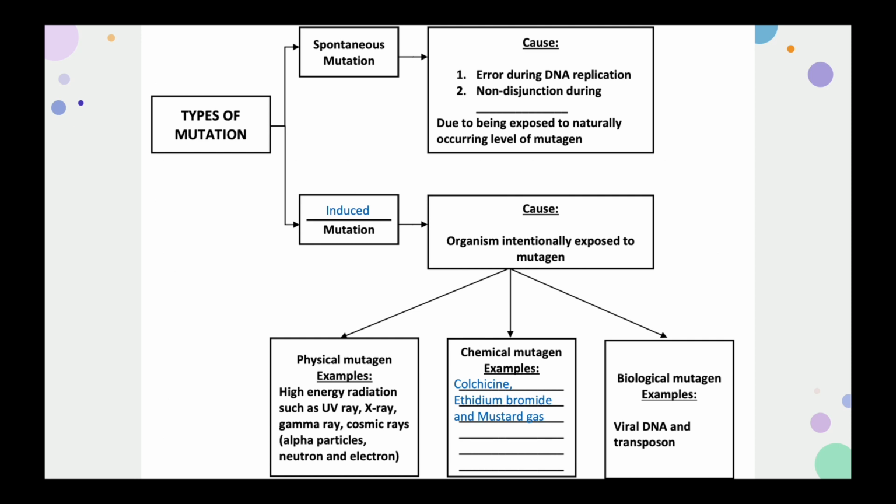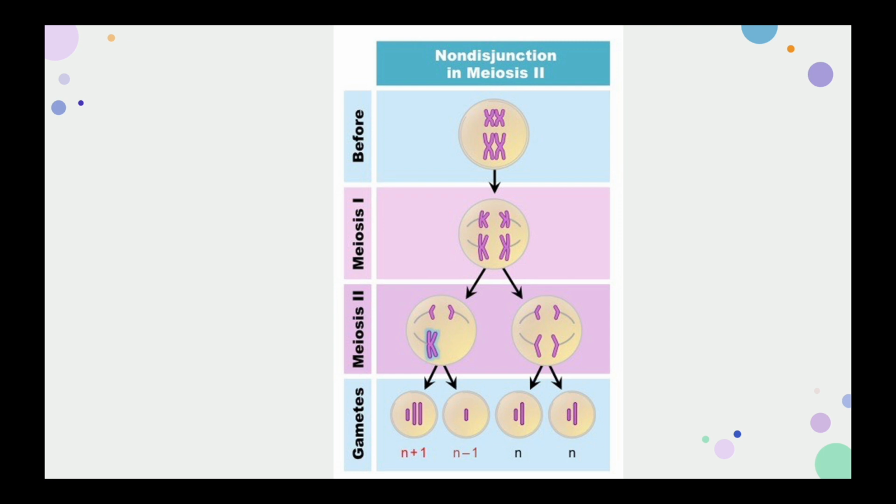Spontaneous mutation happens suddenly, for example, error during DNA replication or chromosomal non-disjunction during meiosis I or meiosis II. Chromosomal non-disjunction refers to the failure of chromosomes to separate during meiosis. For example, if everything takes place normally for this cell during meiosis, it will result in the production of gamete cell with one copy of big chromosome and one copy of small chromosome.